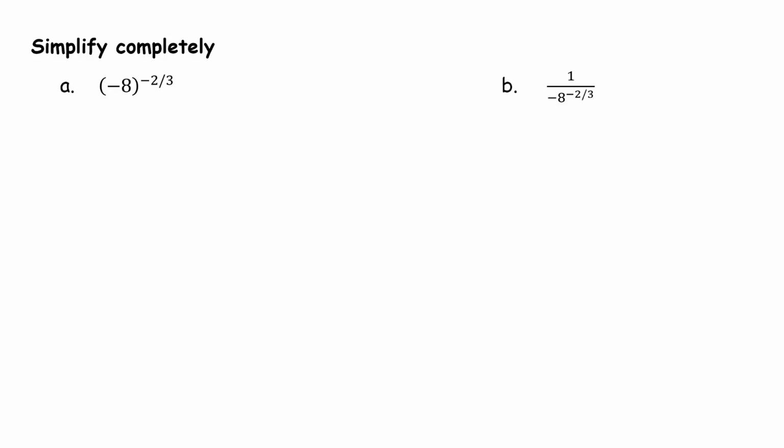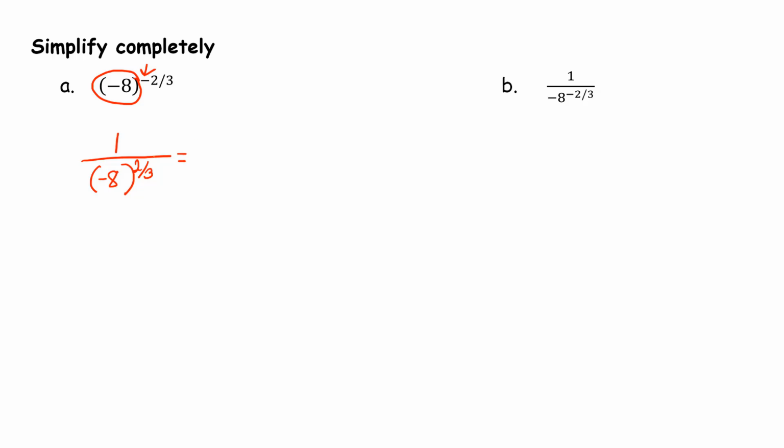Okay, we want to simplify these expressions completely. So we have -8 in parentheses raised to the -2/3 power. And so we know that a negative exponent tells me to take the base, which is this, and take the reciprocal of it. So 1 over -8 in parentheses. And now I can change the sign on the exponent to +2/3.